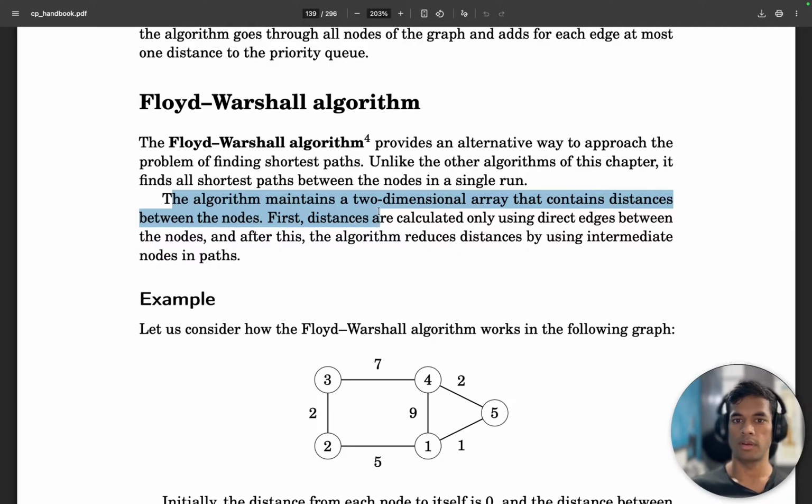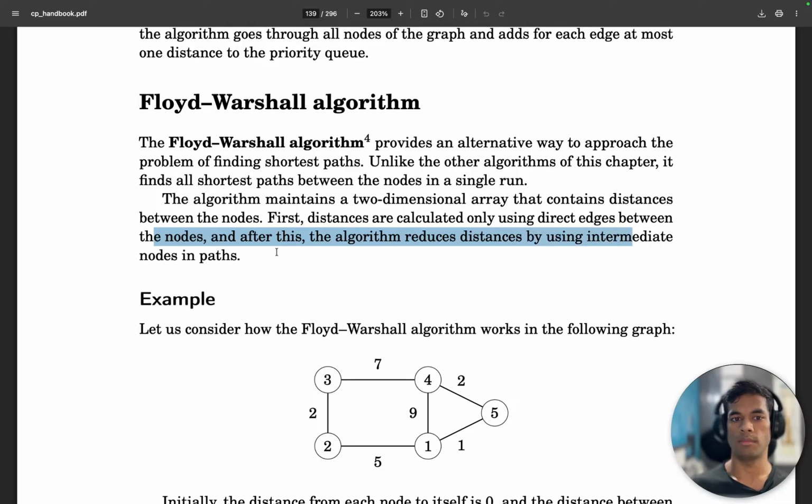First, distances are calculated only using direct edges, and after this, the algorithm reduces distances by using intermediate nodes in the path.